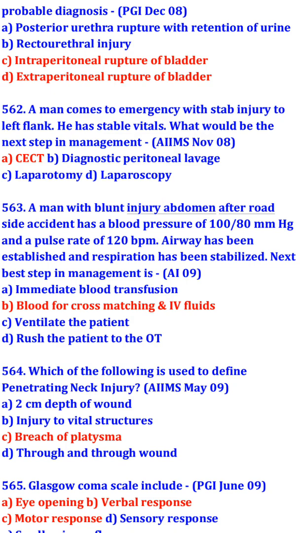A man with blunt injury abdomen after roadside accident has a blood pressure of 100 by 80 millimeter of mercury and a pulse rate of 120 beat per minute. Airway has been established and respiration has been stabilized. Next best step in management is blood for cross matching and IV fluid.